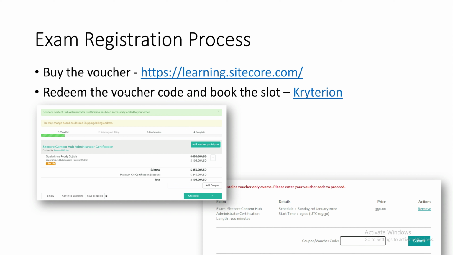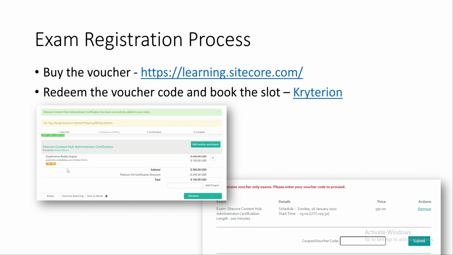So two steps: you have to buy the exam on learning.sitecore.com, and when you are buying here, if you have a voucher code, you can apply it with add coupon and you will get the discount. Or if you are logged in with a partner account, the discount is automatically applied.